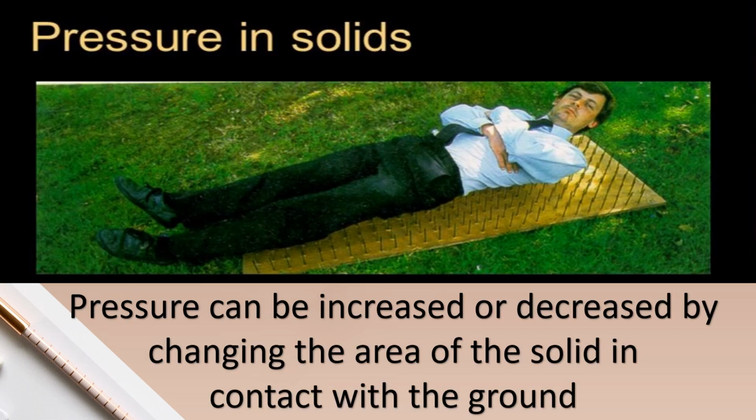Children, see this. A man is sleeping casually on a nail bed. Nails are arranged in that bed, and he lies down. Why is it not piercing into that man's body? What is the reason? Because there is more surface area, so the pressure is less. If he lies on just one nail, what will happen? That nail will pierce into the body of that person.